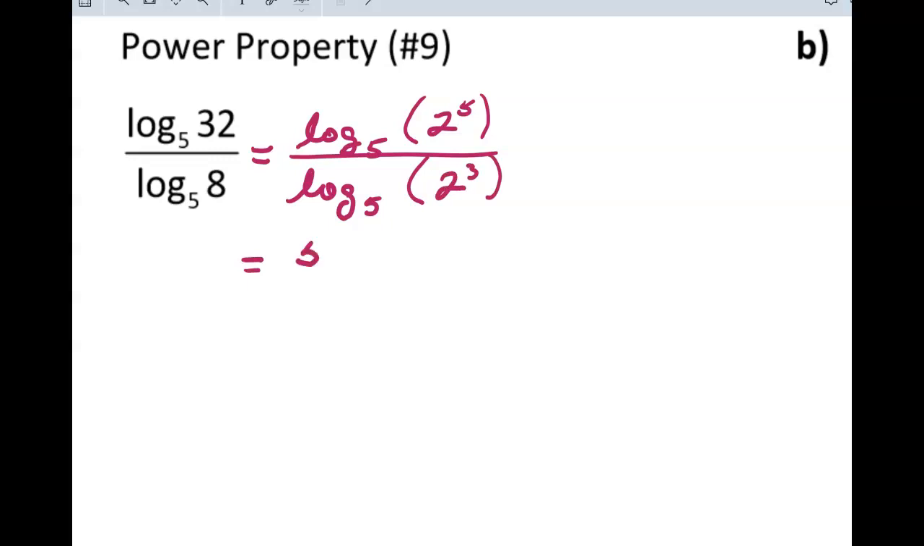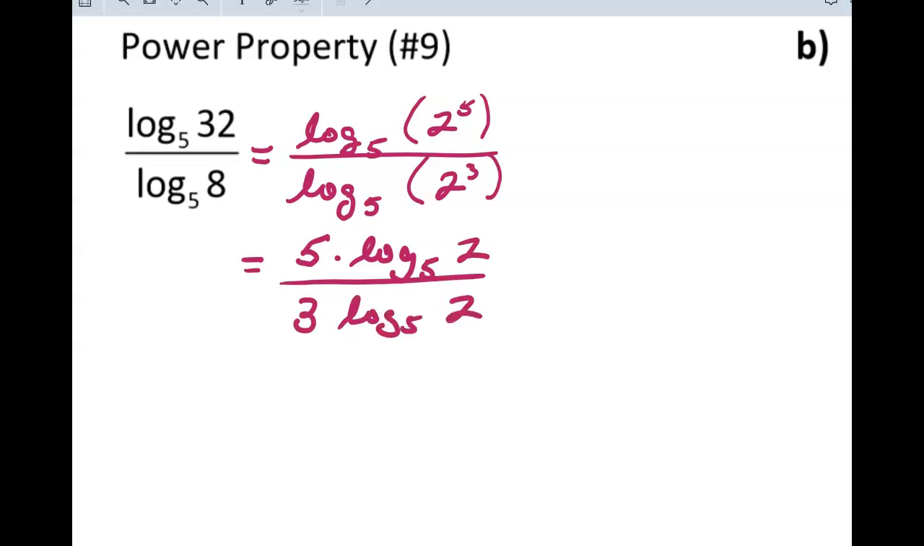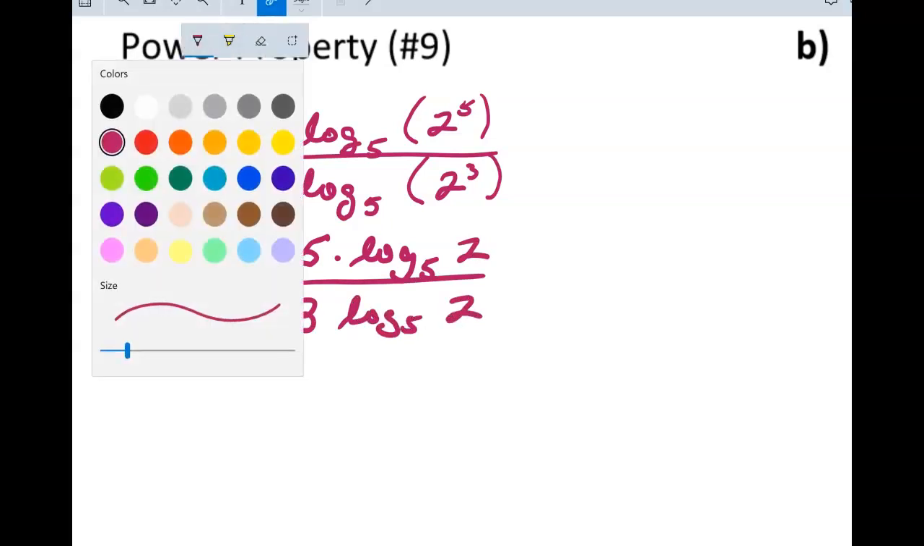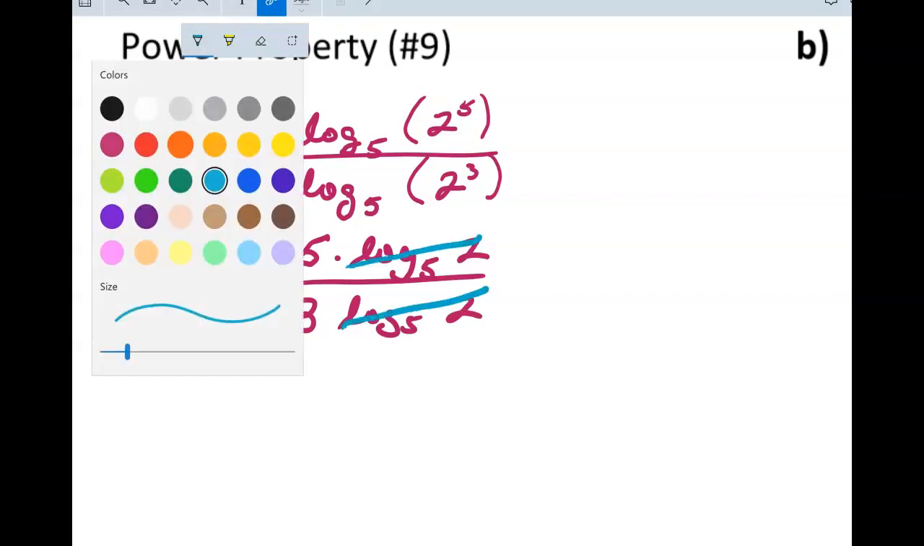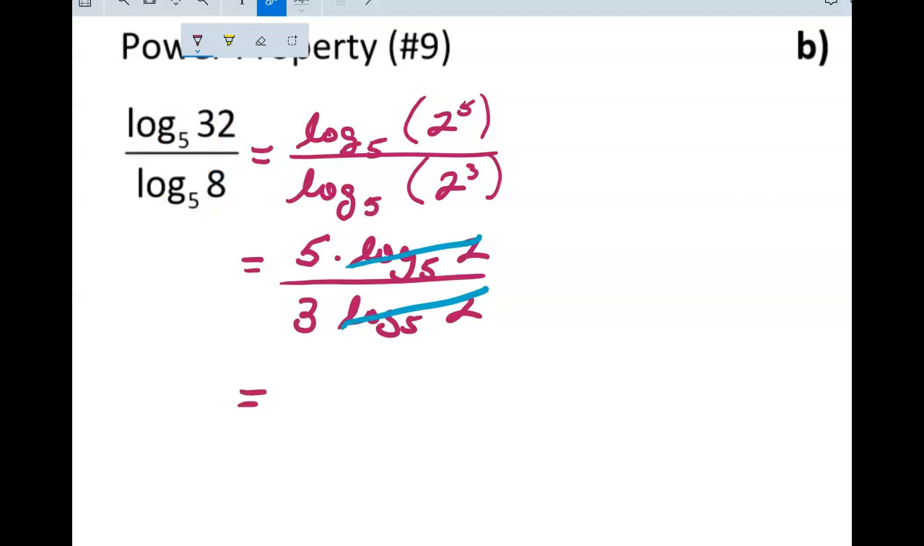Now we can use the power property to rewrite this as 5 times the log base 5 of 2 over 3 times the log base 5 of 2, and then cancel our common factors of log base 5 of 2. So our final result is 5/3.